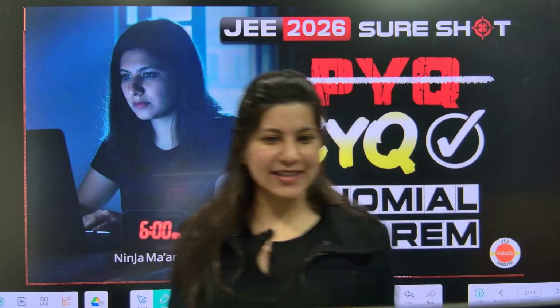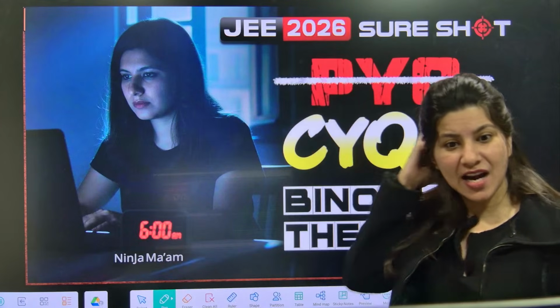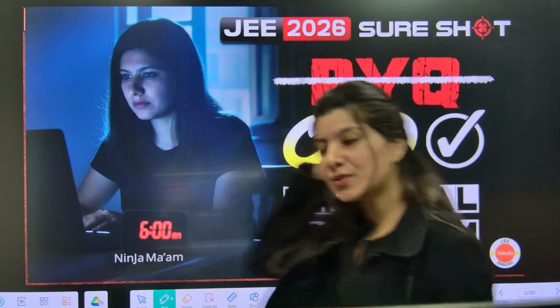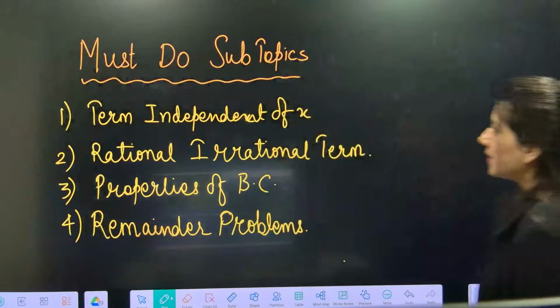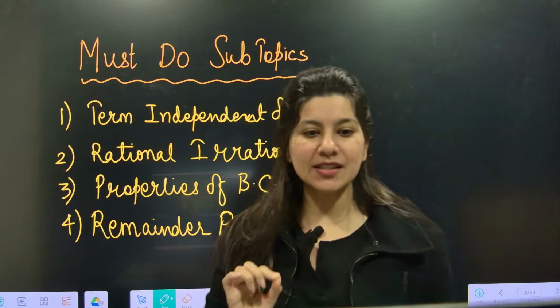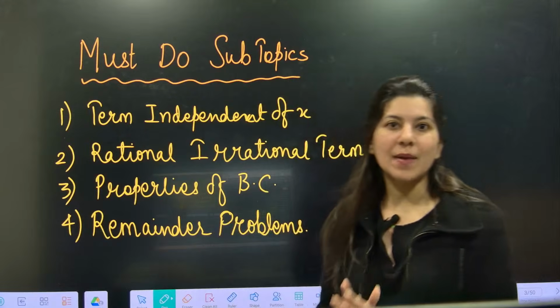Yes, Ramu, ninja techniques we are going to do in this chapter. And one more thing, this chapter has, I think, the maximum number of ninja techniques. Yes, summation of coefficients is hard, series based, everything we are going to see. Let me reveal what the must-do subtopics from binomial theorem are.